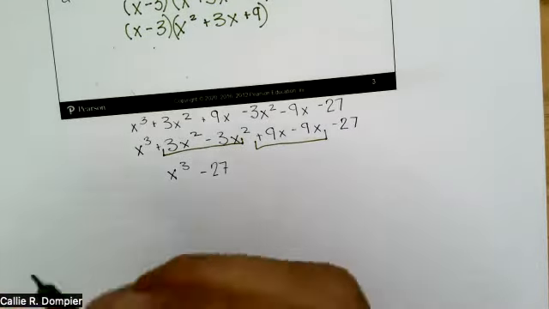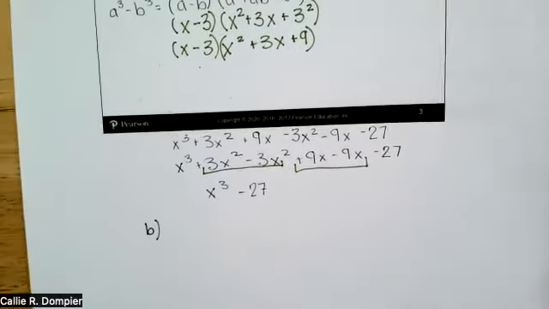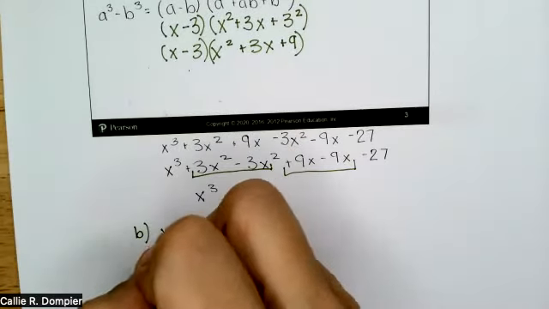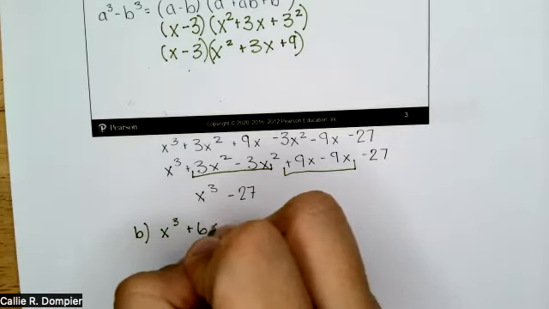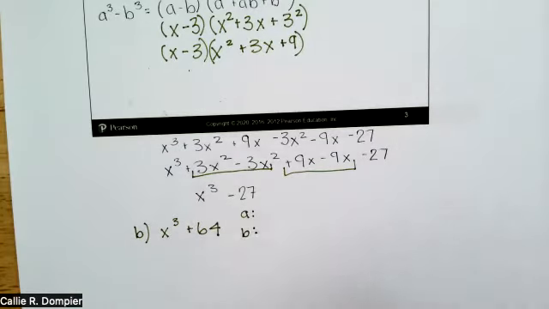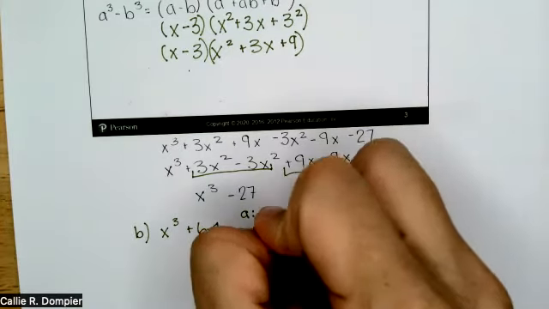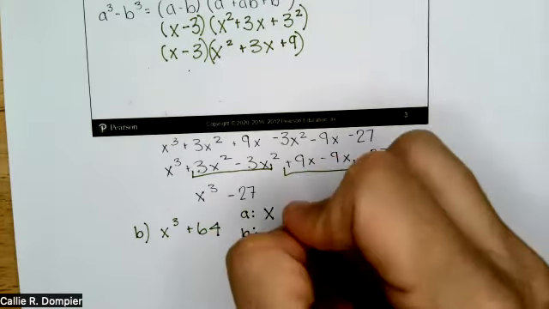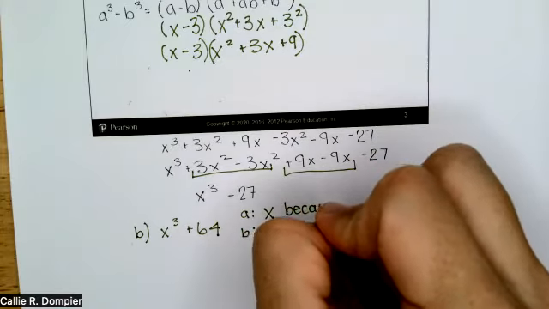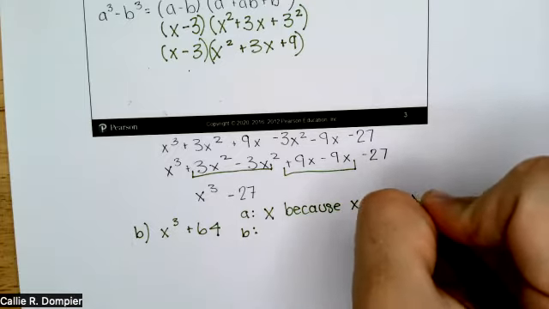Letter B is just an opportunity to practice now the sum of two cubes, because sum means add. So B was x to the third plus 64. What is A and what is B? Again, A is something that I can multiply by itself 3 times and get x to the third. So that's going to be x, because x times x times x is x to the third.